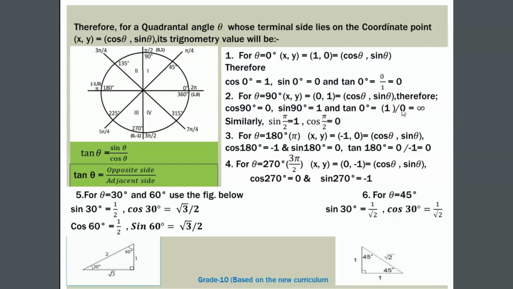1 divided by 0 is what? Undefined. Any number cannot be divided by what? 0. አንድ ቁጥር ማንኛውንም ቁጥር ለዜሮ ማካፈል አይቻልም ወይም ደግሞ ትርጉም አልባ ይሆናል ማለት ነው። undefined or infinity ብለን ማስቀመጥ እንችላለን። Similarly 90 ዲግሪ ግን በራዲያን ሜጀር ስንት ነው?